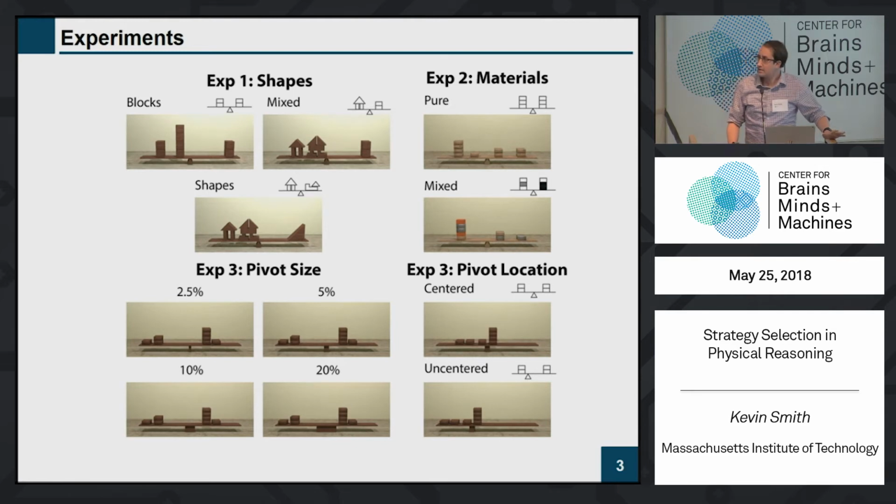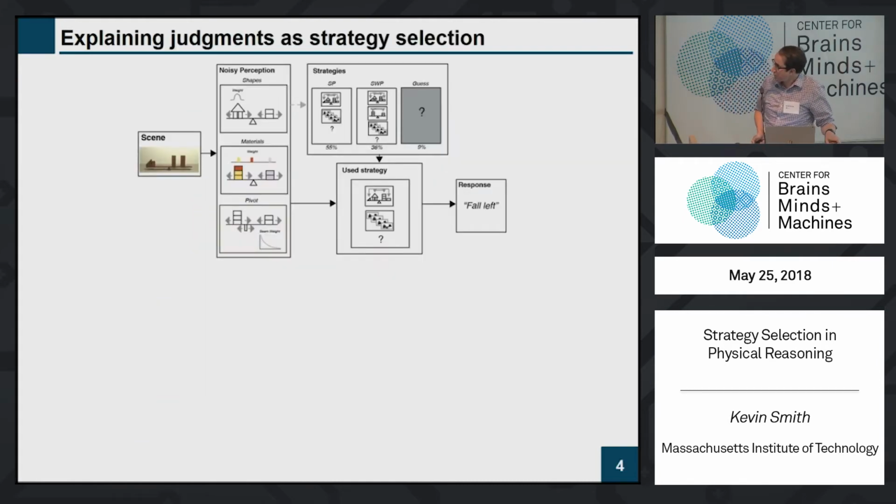Well, our idea is that we shouldn't treat this as either intuitive physics engine or rules, but rather consider this as people have various tools that they can bring to bear to understand scenes, and they form them into strategies that they can apply to get answers out about the world and understand what's going on. So we built a model of this where people take a noisy perception of the scene and then probabilistically choose between strategies that they can apply to this noisy perception and get an answer of what's going to happen. Is it going to fall left, right, or balance?